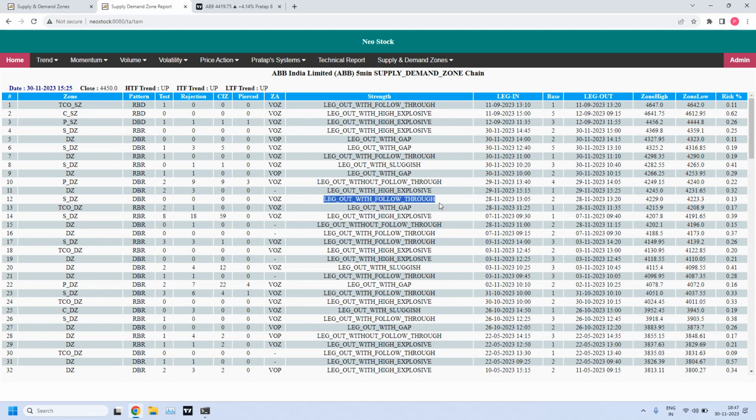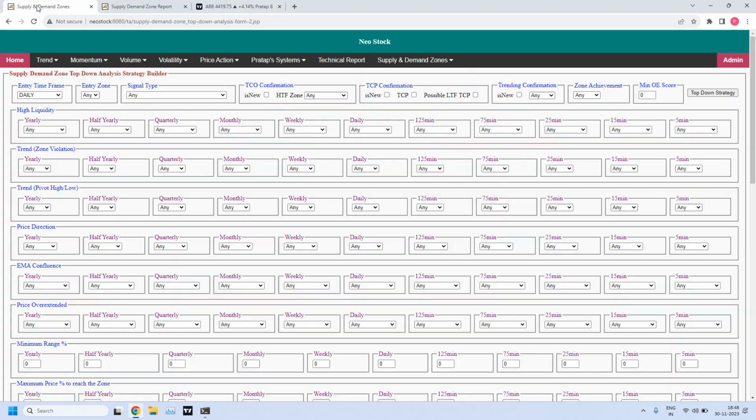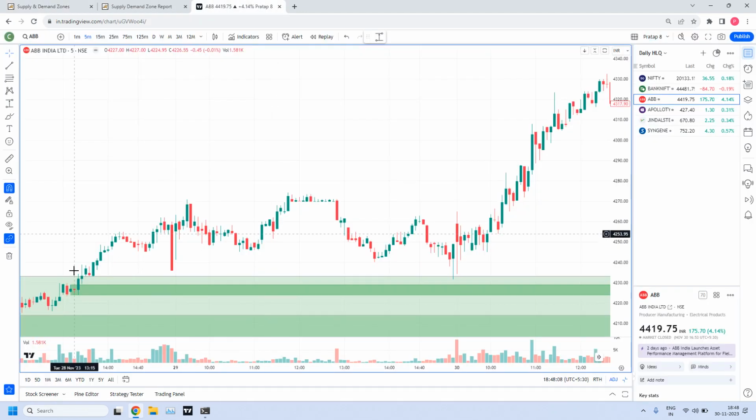Because for finding the strength of the zone, several parameters we use. One is based on the leg out strength. And having two base candles. So according to these values, I have drawn this 5-minute zone in the chart.